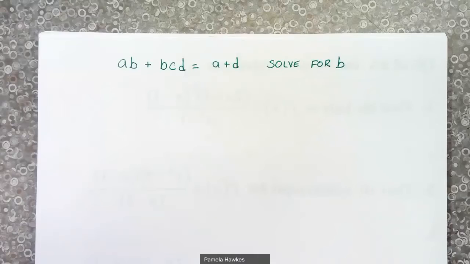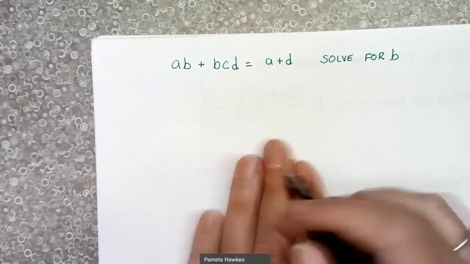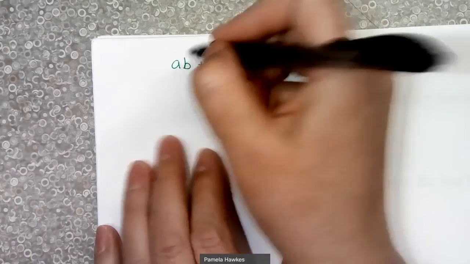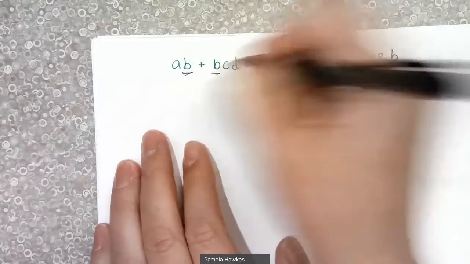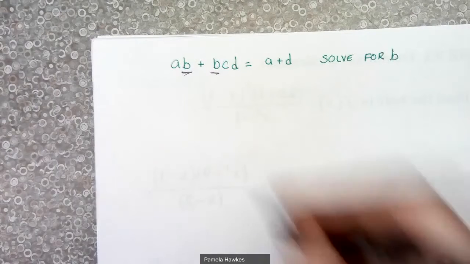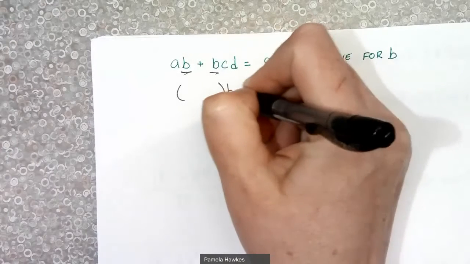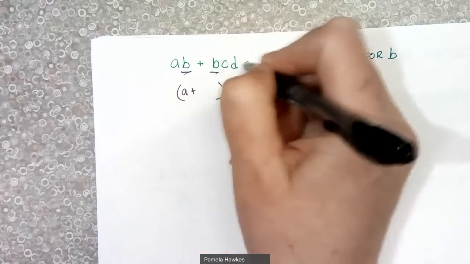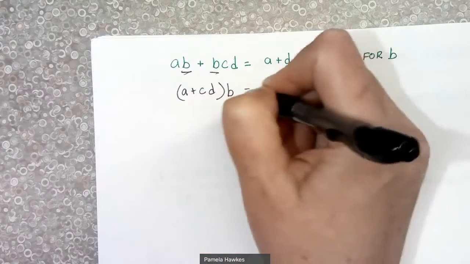I do this. Looking at this problem, I'm solving for B. Here's B, and here's B. I have two of them. So what do I start with? We have to make sure they're on the same side, and they are. And then I do what? So I take the B out, right? So I put the B at the end, and I get A plus CD is equal to A plus D.